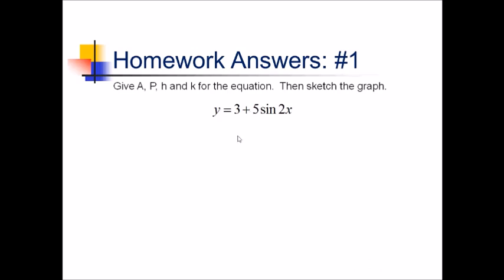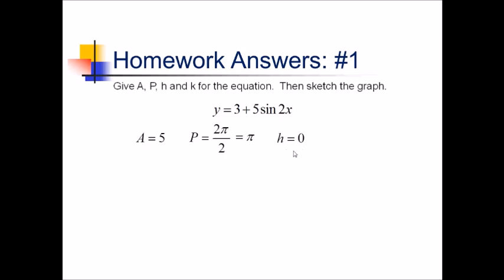Amplitude, got to be careful here. It's whatever's being multiplied by sine on the outside, so it's the 5 here. And then we have a period of 2 pi over the b value of 2, so that would be pi. H value, there's nothing being added or subtracted to x inside of parentheses, so that's h value of 0. So we're going to start on the y-axis for this curve.